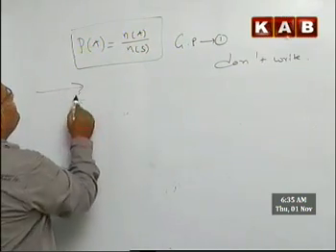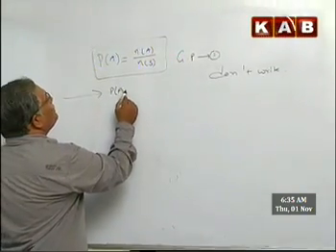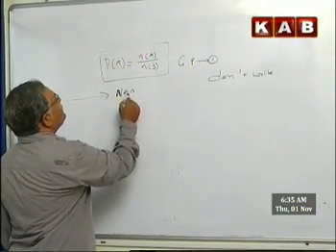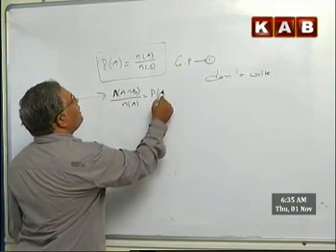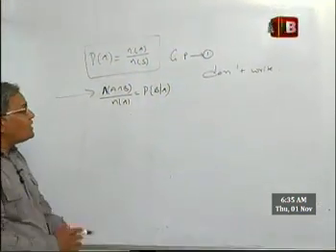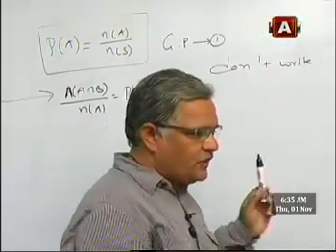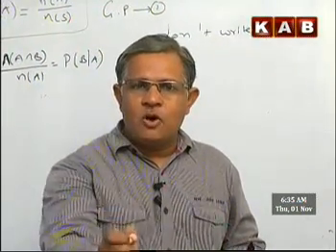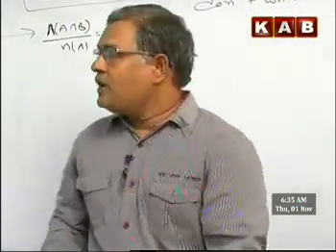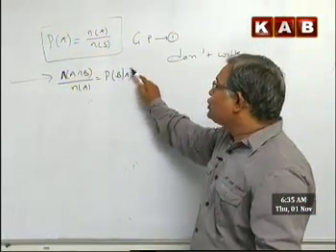And the second guiding principle is that N of A intersection B by N of A will give you probability of B given A. That was the definition given to you in the last question. In the last question, we were talking about a conditional event and the conditional probability. What is a conditional event? Conditional event is happening of B after happening of A. A happened. Afterwards, B is happening.